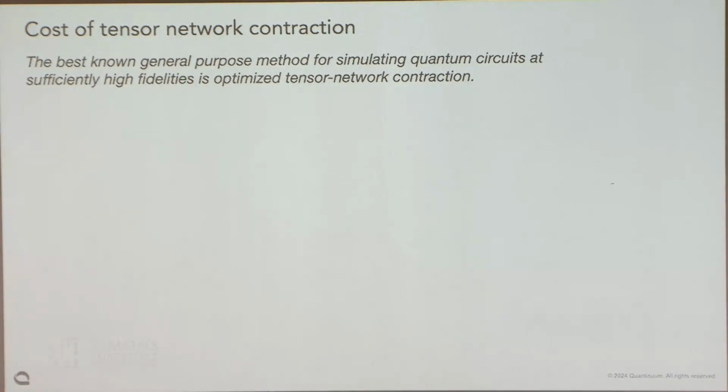I don't know if this statement will be controversial at all. I didn't mean it to be, but I think people would agree that the best known general purpose method for simulating an arbitrary quantum circuit is to convert that circuit into a tensor network and to do optimized contraction of that tensor network. At least if you want to simulate something with very high fidelity and no structure, it's generally about the best one could hope to do with known methods.